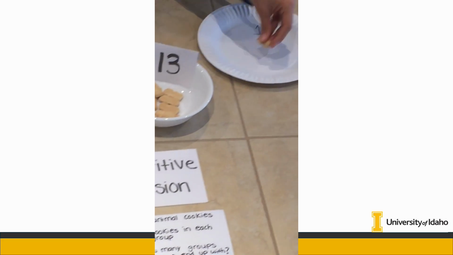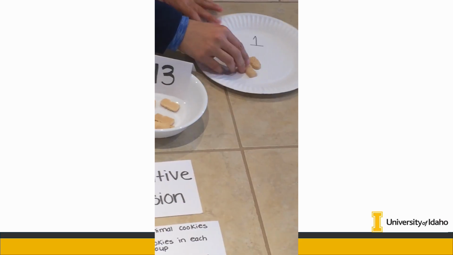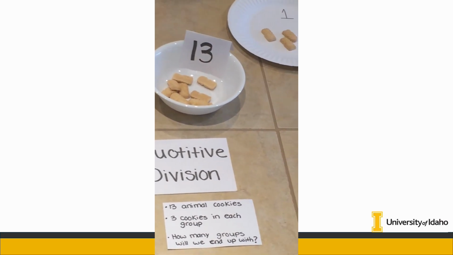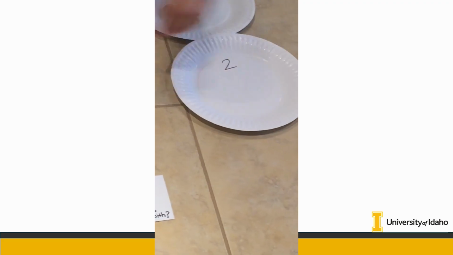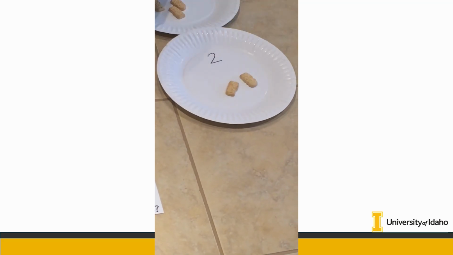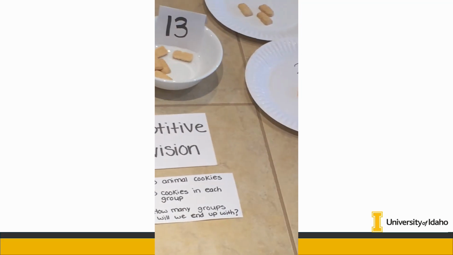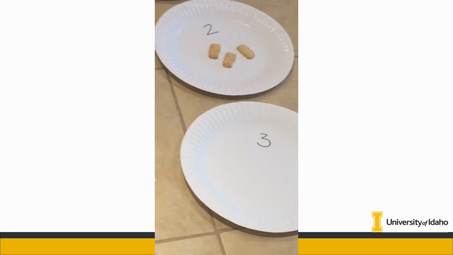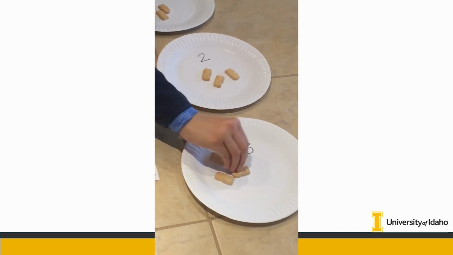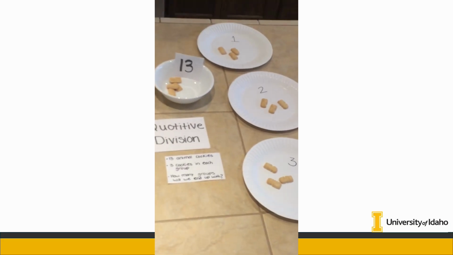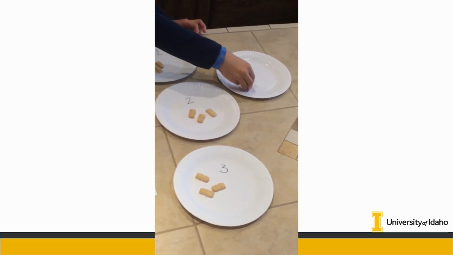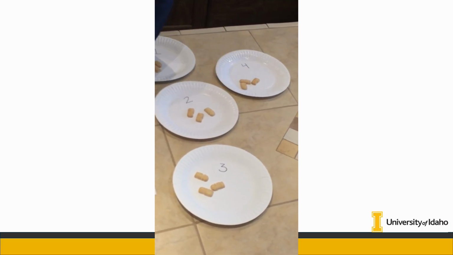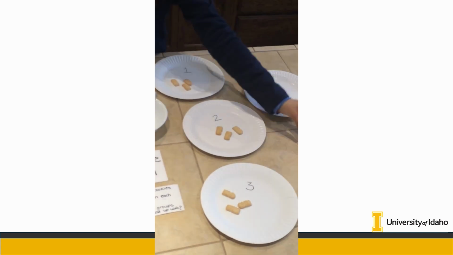I know that I'll have 3 in each group, so here's my first group. I'm going to put 3 cookies in it, 1, 2, 3. I still have some left over, so I know I can make another group. So for my group 2, I have 3 cookies in there. 1, 2, 3. I still have some left over, so I know I can make a third group. 1, 2, 3. I still have some left over, so I can make a fourth group. 1, 2, 3.